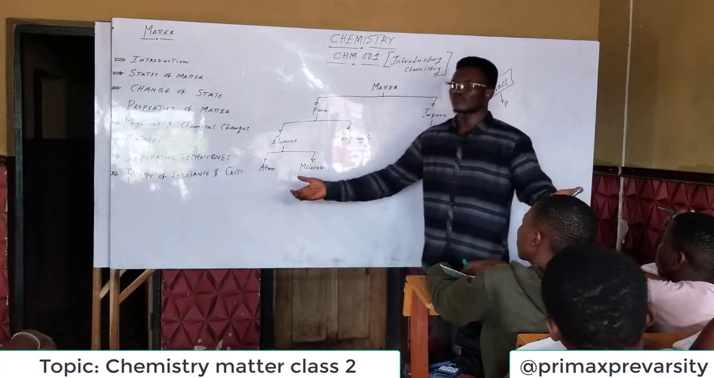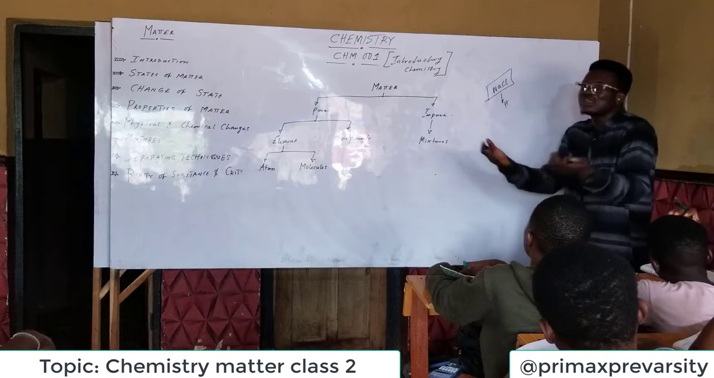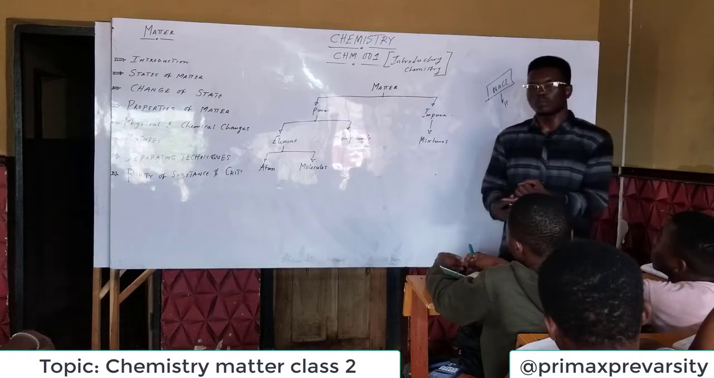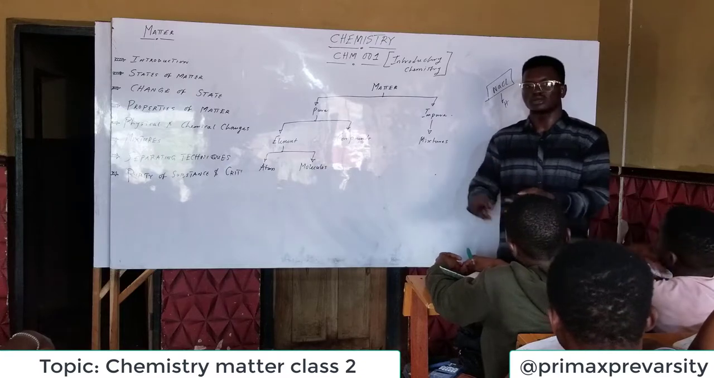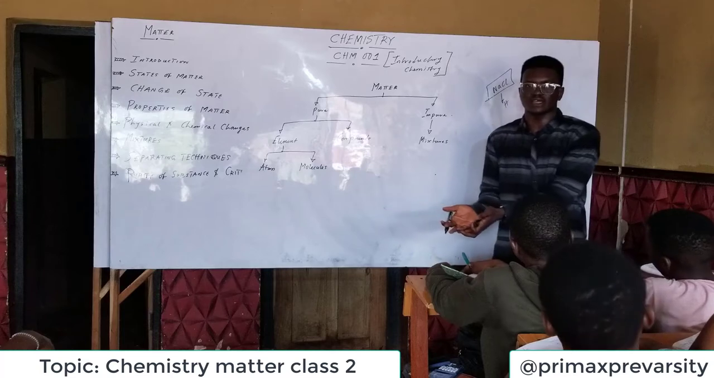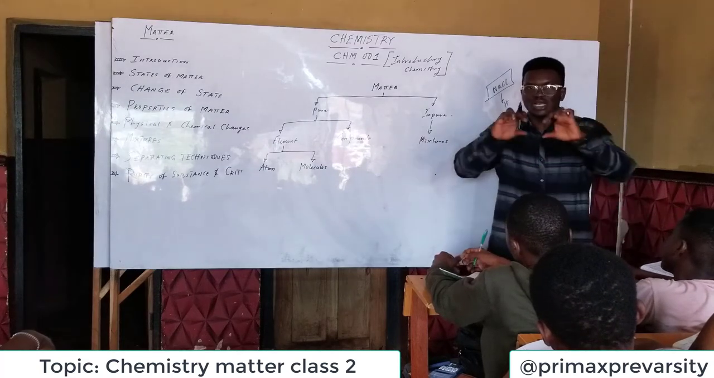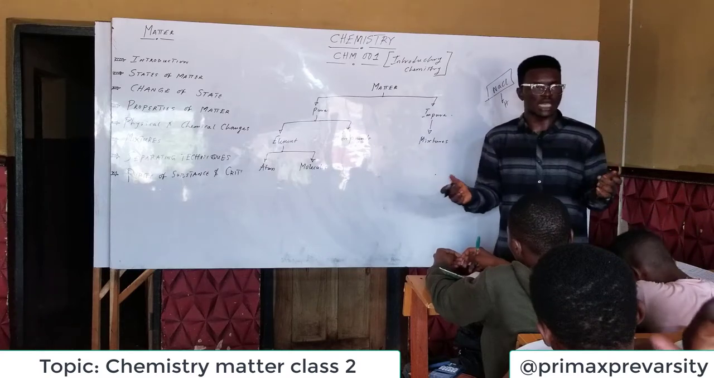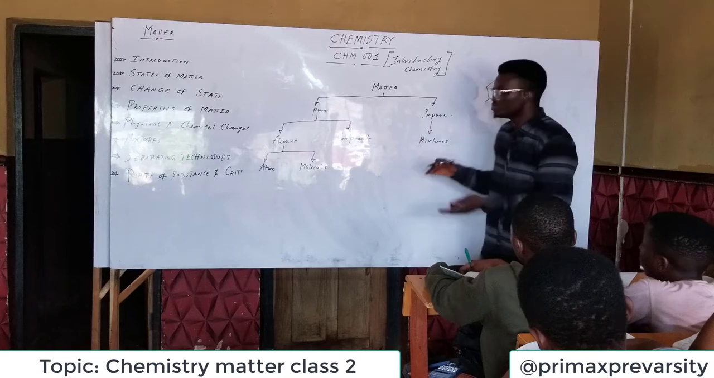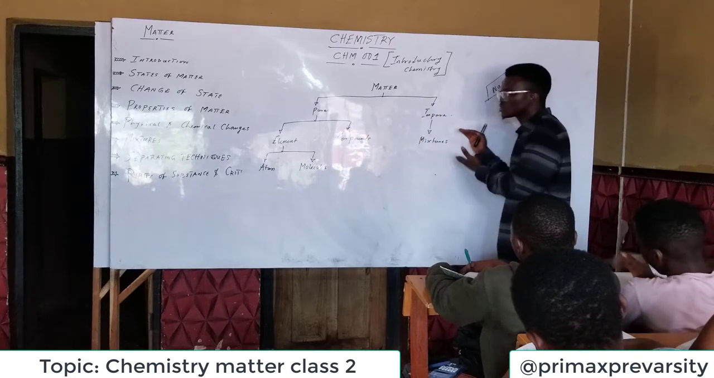So, if I'm talking about copper sulfate now, what are the elements you are expecting to see in copper sulfate? Copper, sulfur, and oxygen. Abi? But now, if you see nitrogen there, that means it is no longer pure. That means it's no longer copper sulfate alone. I hope you understand that. So, a compound is pure, but your mixtures are what? Impure.